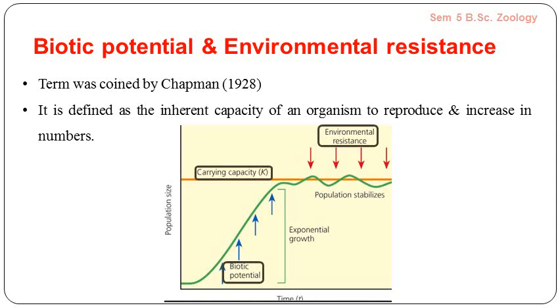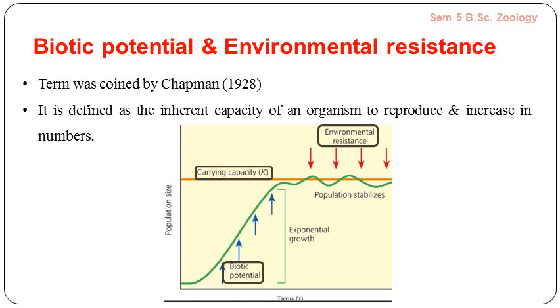Okay, so this is where a new concept was introduced, biotic potential, and that term was coined by Chapman in 1928. The concept was defined as the inherent capacity of an organism to reproduce, to survive, and increase in numbers. That is, when all the environmental conditions are favorable, every population has the inherent capacity to increase in number. So all the conditions should be favorable, and utilizing all these favorable conditions, it could increase in number.